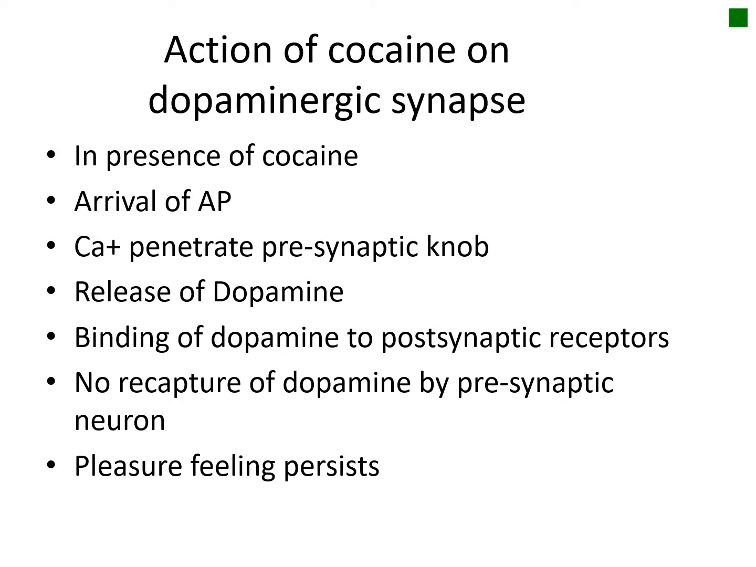Action of cocaine. In the presence of cocaine, what will happen? Arrival of the action potential, Ca2+ penetrates the presynaptic node, release of dopamine, binding of dopamine to the postsynaptic receptors, and there is no recapture of dopamine by the presynaptic neuron. The pleasure effect or pleasure feeling will persist longer.